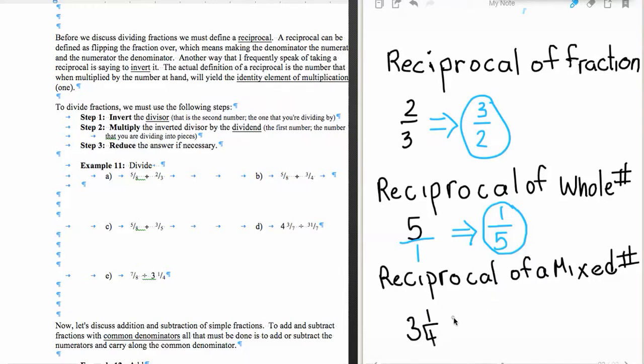Now if I want the reciprocal of a mixed number, before I can do that, I have to make the mixed number into an improper fraction. You cannot take the reciprocal of a mixed number as it stands. So the first step is to get the mixed number into an improper fraction. 3 × 4 + 1, so 12 + 1, which is 13, and then that 13 over the original denominator, 4. Now from that improper fraction, I can find the reciprocal. The reciprocal of 13/4 is 4/13. Now that we know how to find the reciprocal of a fraction, we can do division because it's a very easy process from there.